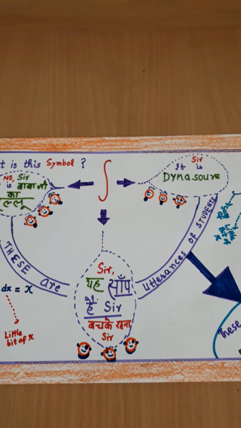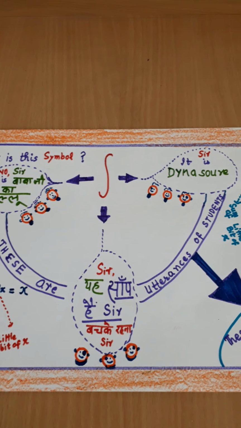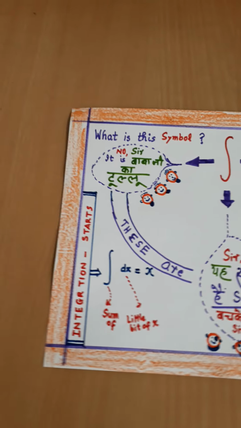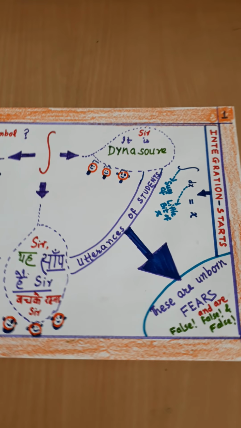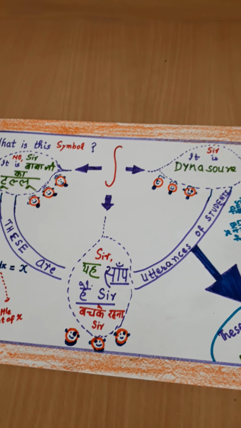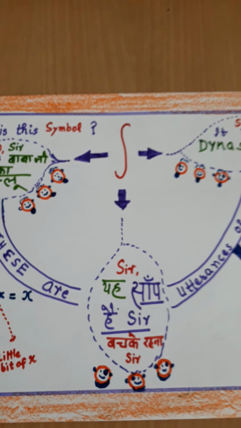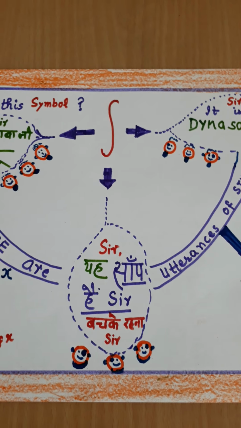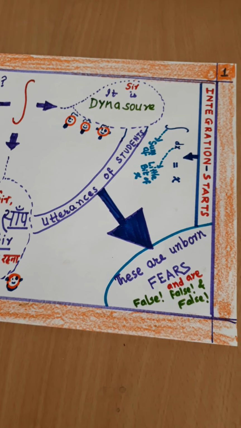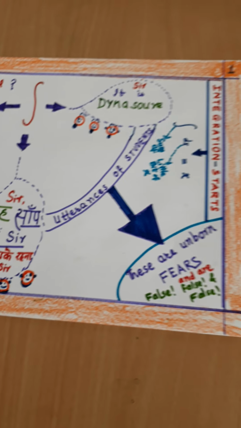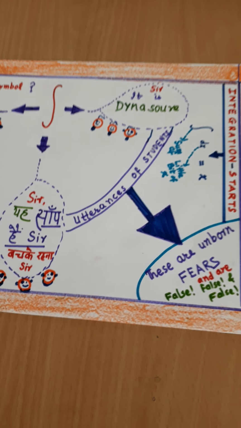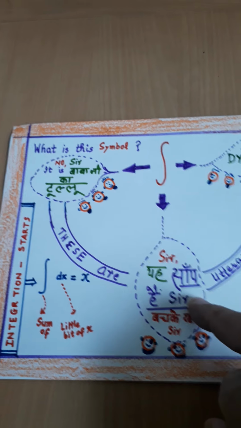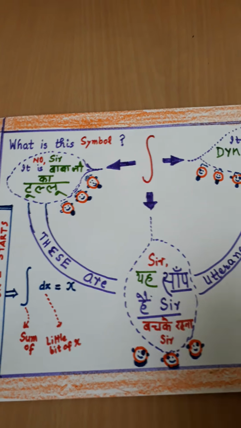There is no need to get feared from this symbol. It is simply S, elongated S. Some people called it sum, some people called it summa. Now, there are unborn fears in the minds of the students. This is false, and this samp is also false. It is not like this.